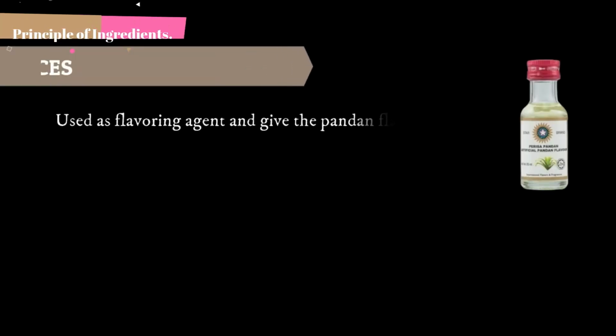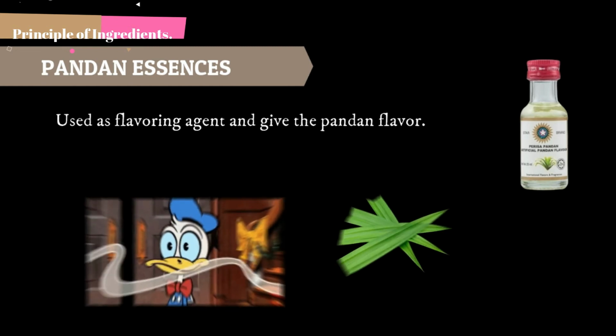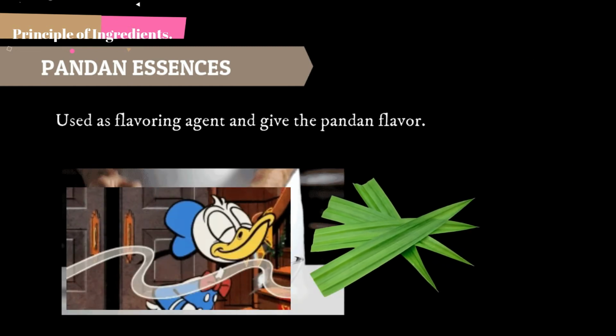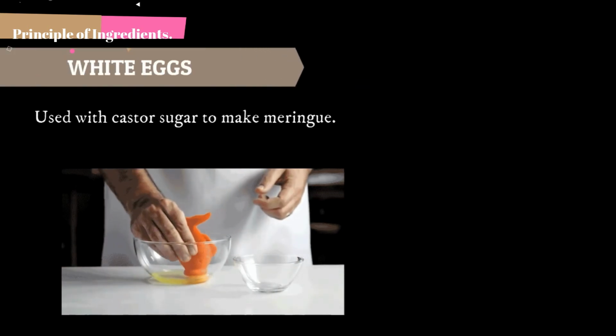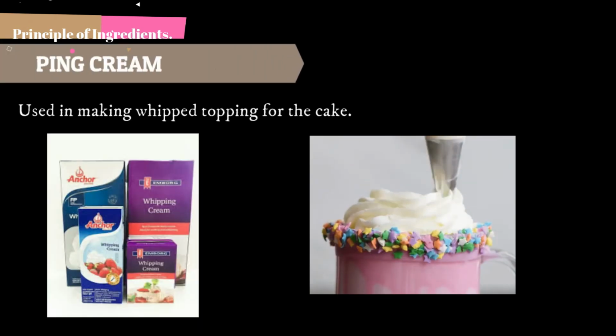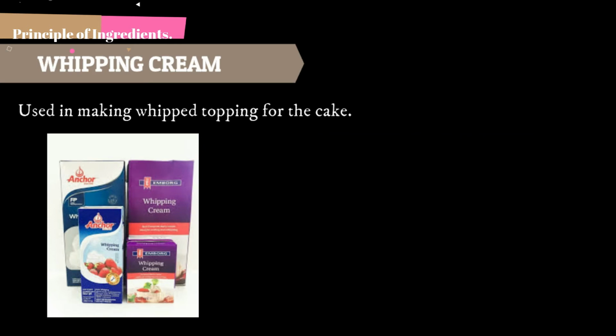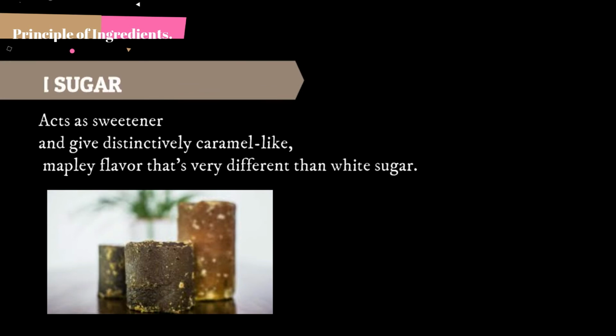The last four ingredients used are pandan essence, which is used as the flavoring agent and gives the pandan flavor. Next is egg white, which is used with the castor sugar to make meringue. The whipping cream is used for making a whipped topping for the cake. And last but not least is the palm sugar. The palm sugar acts as a sweetener and gives a distinctly caramel-like maple flavor that is different from white sugar.